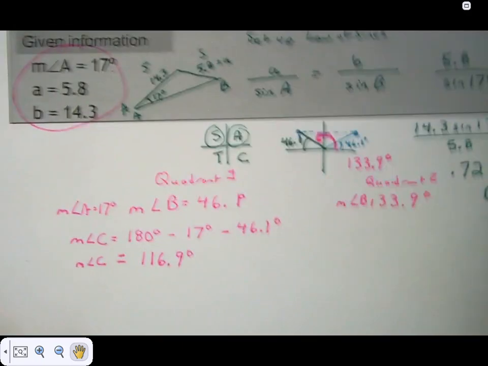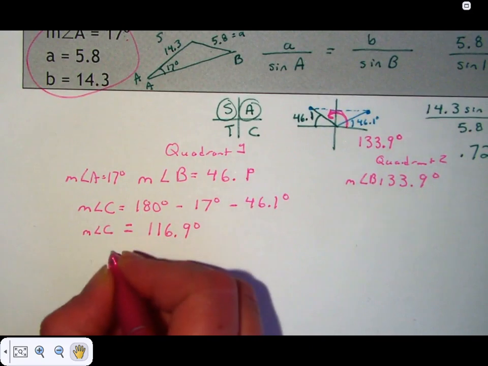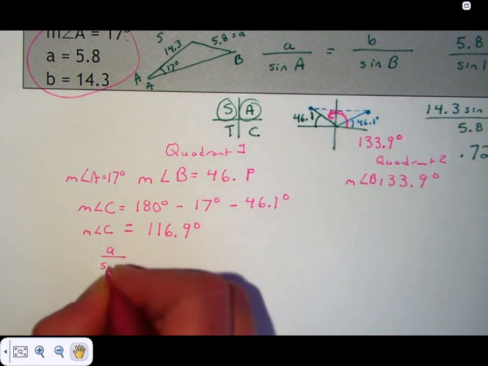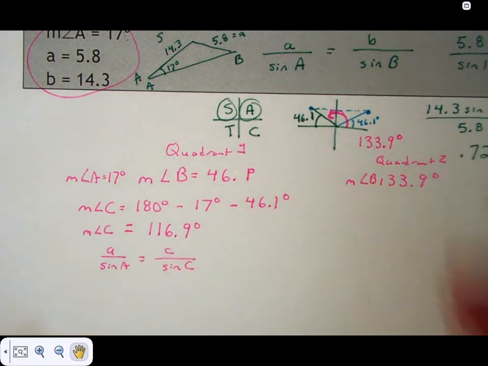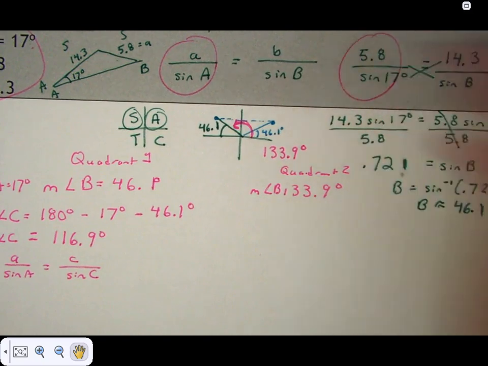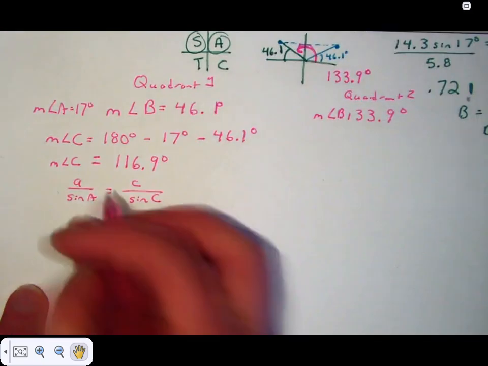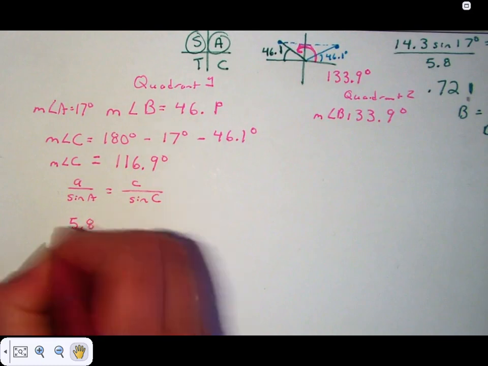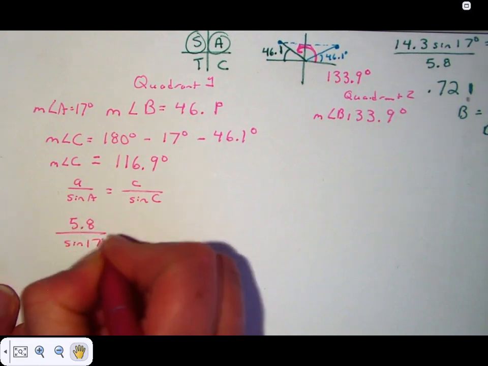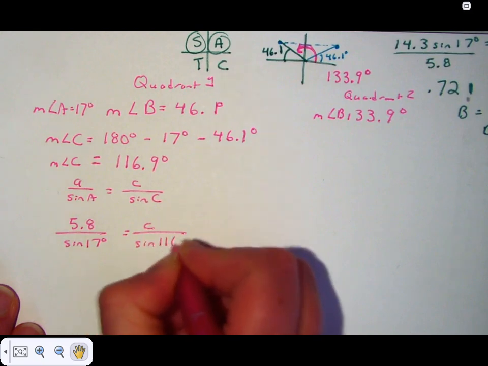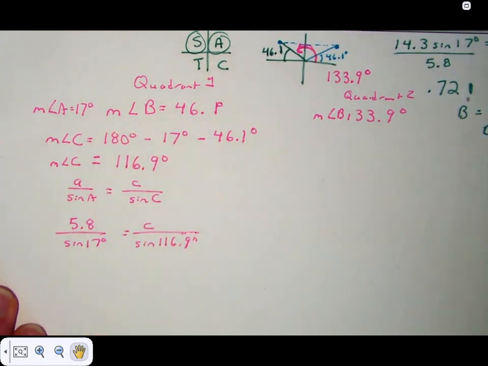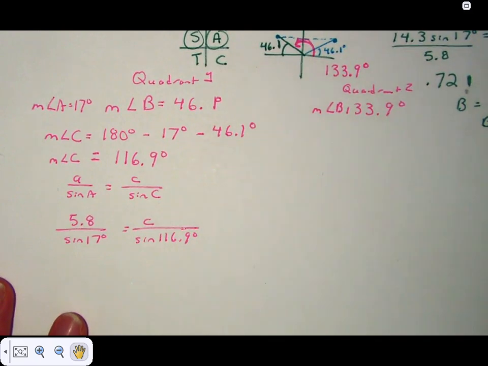Okay, so to find little c, I can just use my same ratio, A over sine A, and go C over sine C. I'm going to use the same A over sine A that I did before. Once you have a ratio, it always still works. So I'm going to do 5.8 over sine of 17 equals C over sine of 116.9, and I'm going to figure out what little c would be.